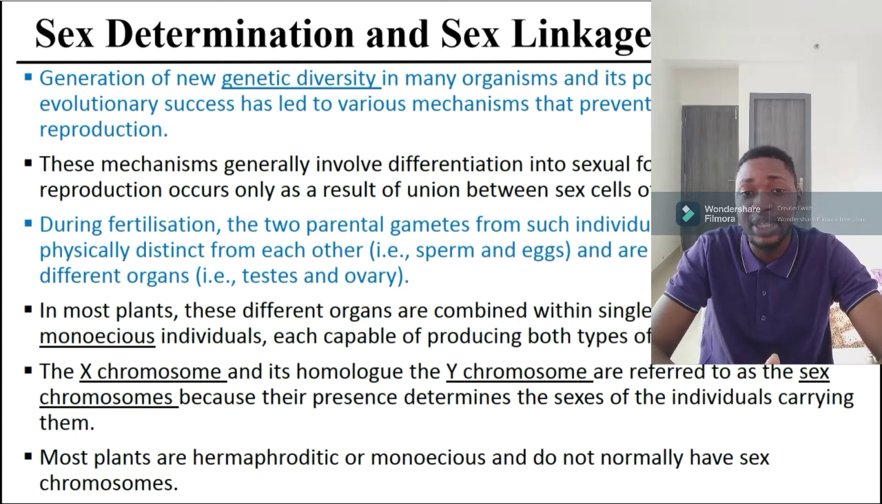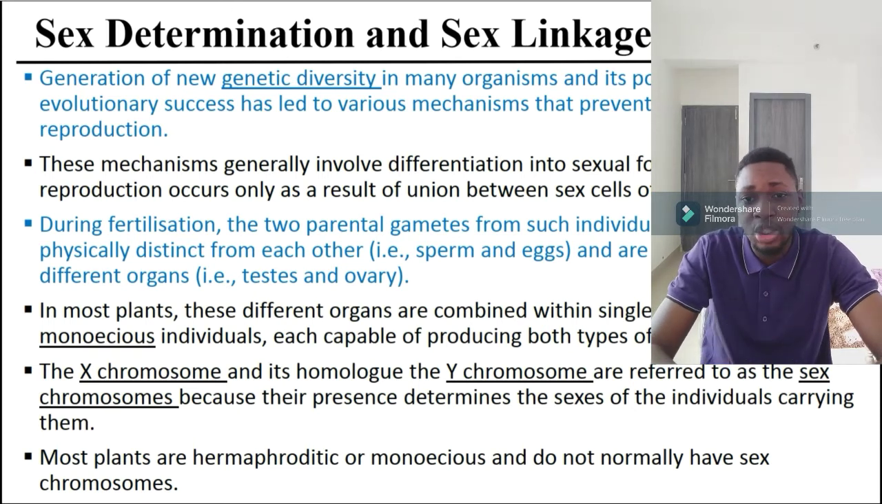Today I just decided to respond to one of my followers who asked me to talk about sex determination. So today we are going to be talking about sex determination, which is one of the topics in genetics. How can we determine that these are males and these are females in both human beings, birds, and some other species all over the world?